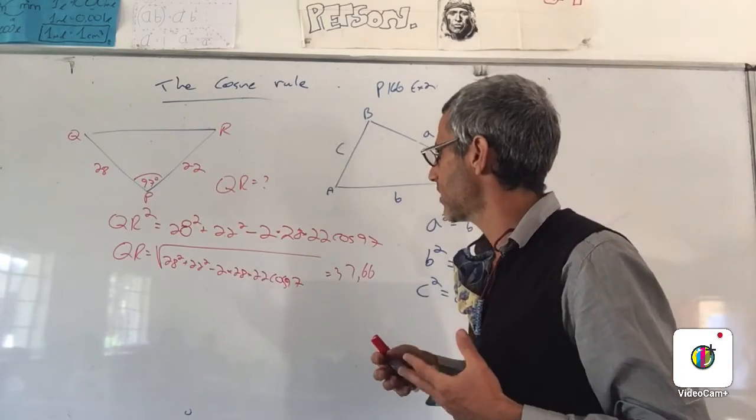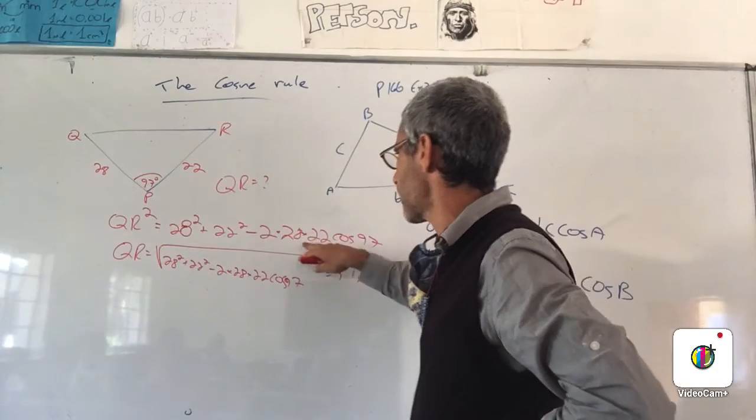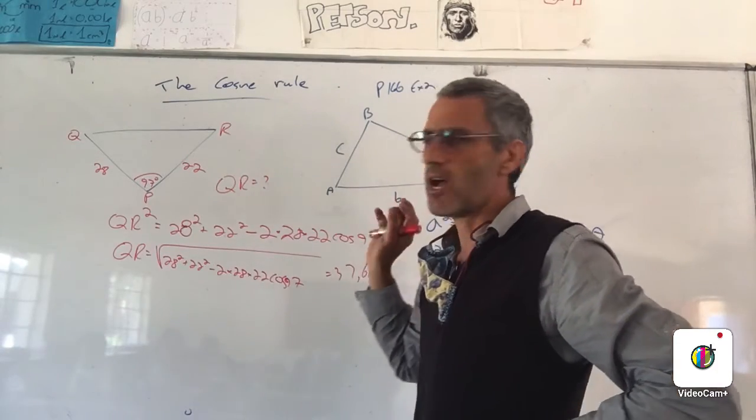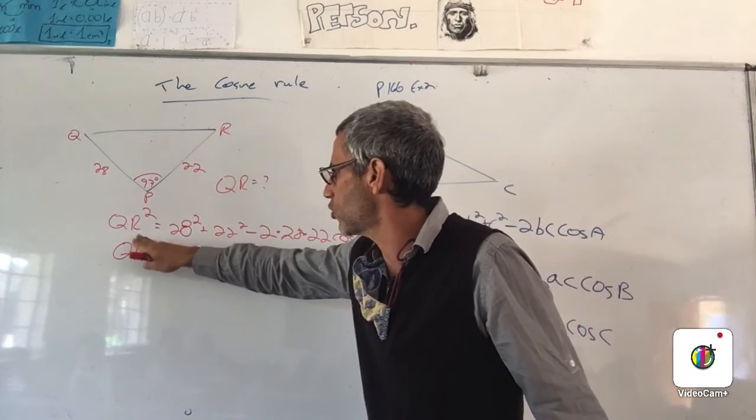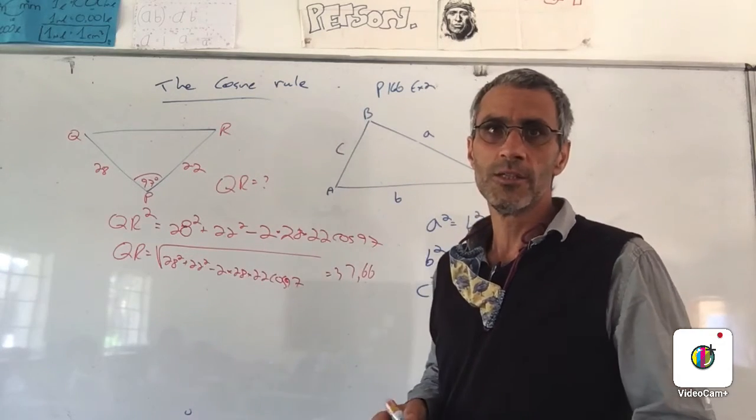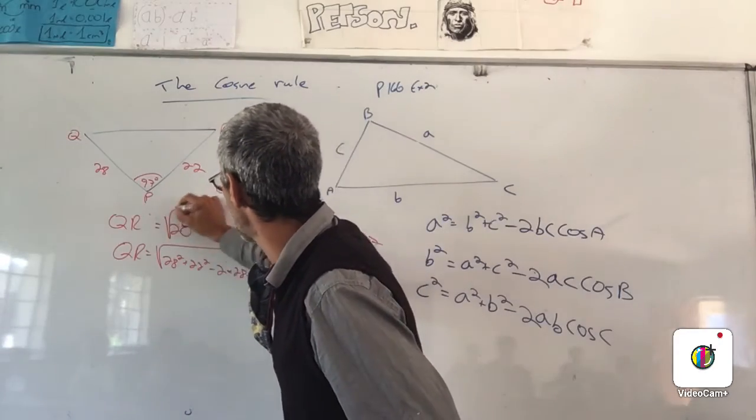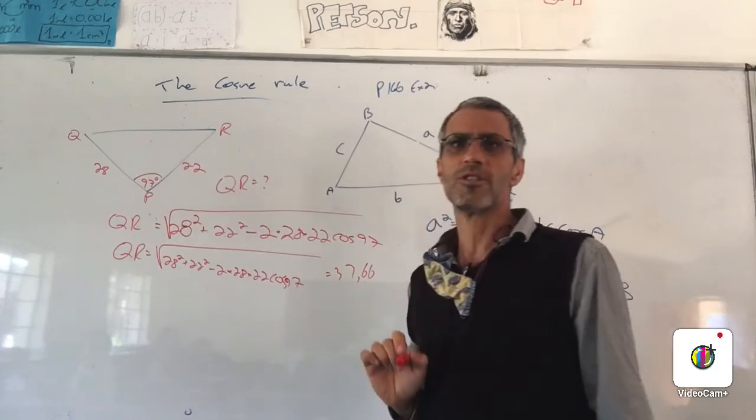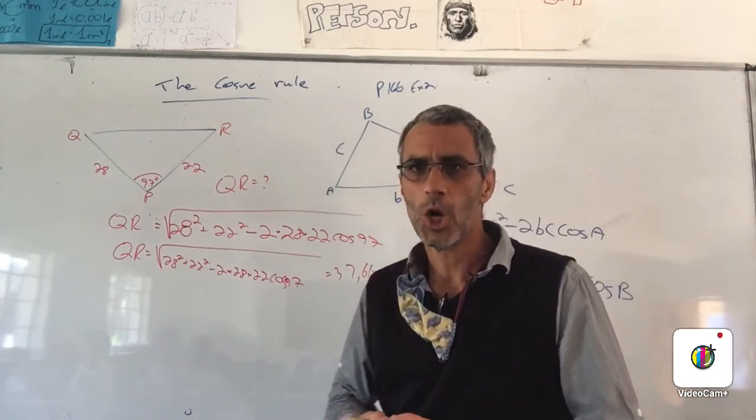A little bit of exam technique: there was a question, can I skip this stage and just write the final answer straight away? My answer was probably not a good idea. It's a good idea to show that you actually have to take a square root. What you could have done is say QR is equal to the square root of this, and straight away write 36. That's fine, then you don't need to write that. Okay, let's pause and move on to another example.